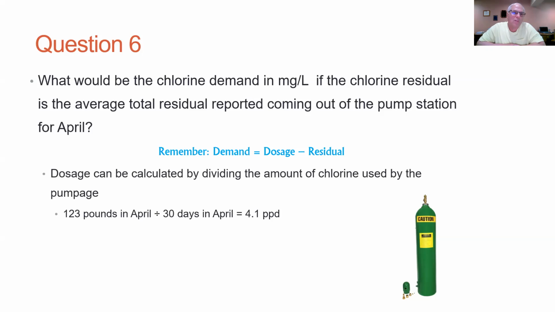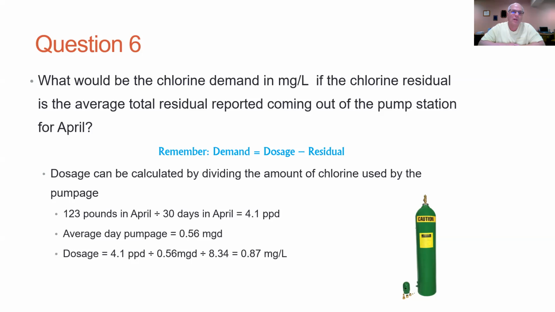So I took 123 pounds of chlorine used in April, and April's a 30-day month. If we divide by 30, we see that we use 4.1 pounds per day of chlorine in our satellite system. So I went back to the operational sheet and found out the pumpage. We see that on our average day, we pump 560,000 gallons, or 0.56 mgd. When I work that through, the dosage would be 4.1 pounds per day divided by the 0.56 million gallons per day, divided by 8.34. And I come up with a dosage of 0.87 milligrams per liter. That's how much chlorine I put in the water each day. But they're not asking that. They're asking to know what was the demand.